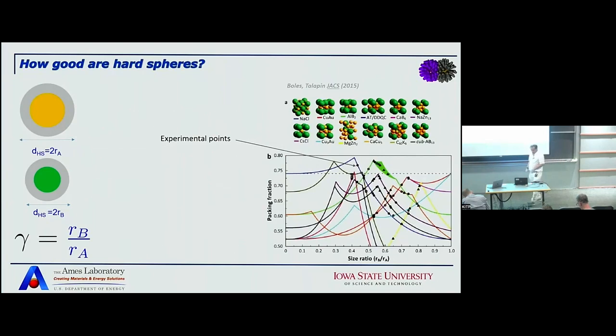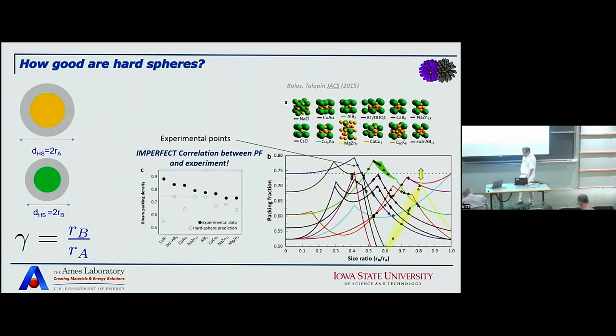We will get to that. So anyway, the bottom line here is that we have an imperfect correlation between packing fraction and experiment. And not only that, this is actually taken from the paper by Dimitri. What you see here is that the black spots are the experimental data and the white ones are the hard sphere prediction. So you see here that there is a clear discrepancy, even though the hard sphere is very valuable, and I'll get back to that.